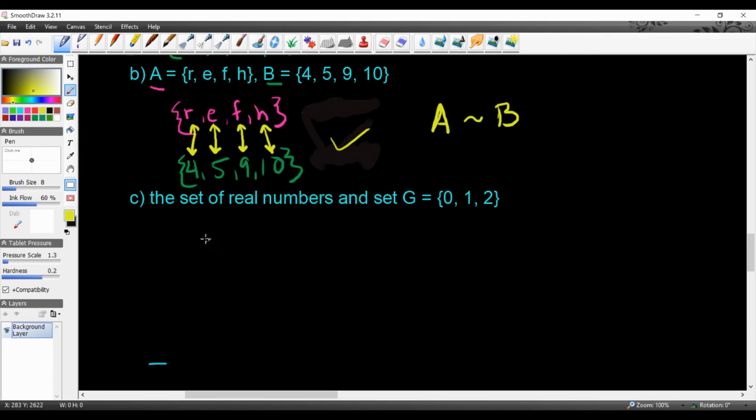Okay. And the last one, letter C, the set of real numbers and the set G, 0, 1, and 2. So this one's a little bit tricky because the real numbers, we haven't talked too much about those, but the real numbers are every single number in pretty much the main set of numbers that we use. It includes everything. So I'm going to say X belongs to the real numbers.